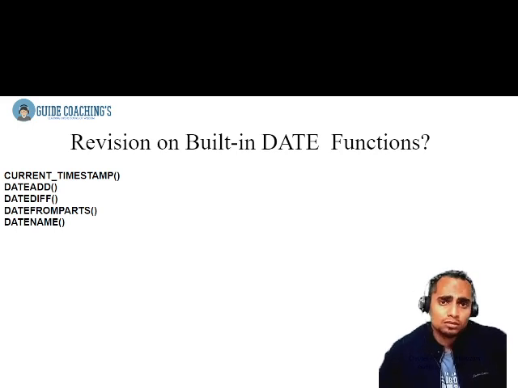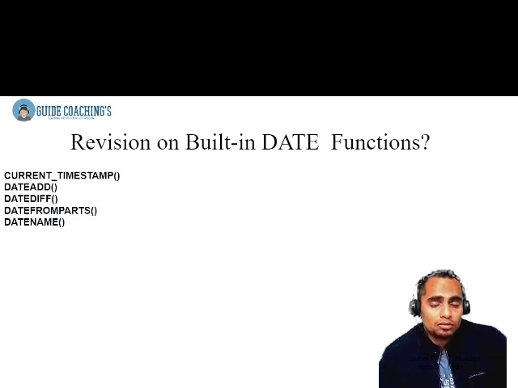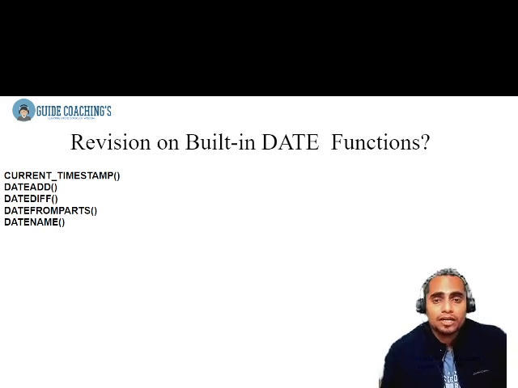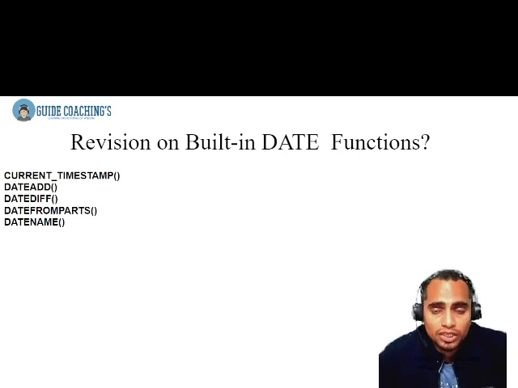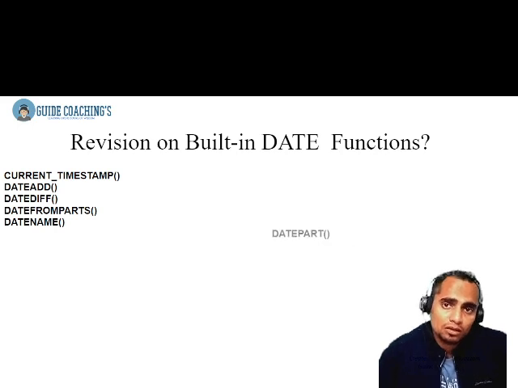Then we have date name. This date name function is mostly used when we want to get the name of a particular month on the basis of the number. Suppose we have an example where we want to get the first month's name. So we will write date name, and at that time we will get January as the first month from the particular date.